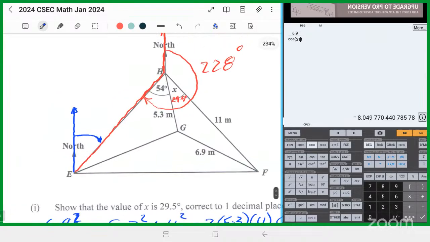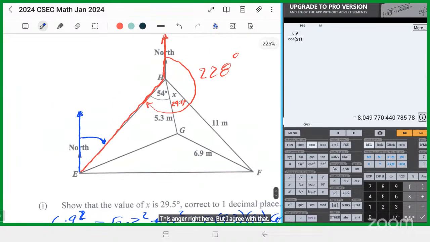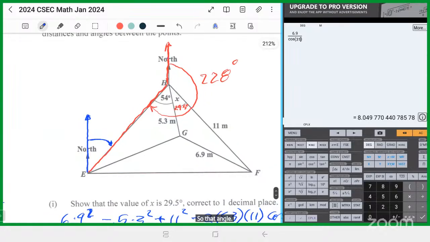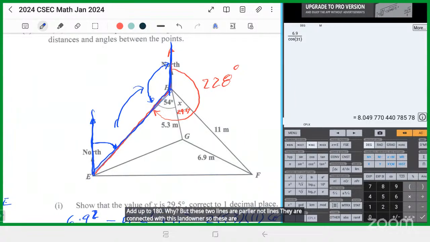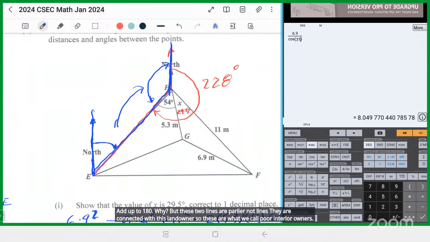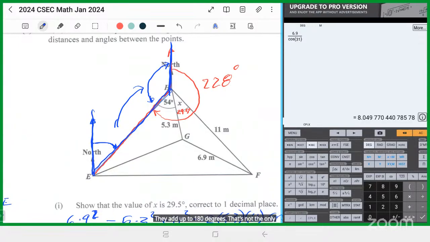But I give it that, that's the angle that they want. So that angle and this angle add up to 180. Why? Because these two lines are parallel north lines. They are connected with this line down here. So these are what we call co-interior angles. They add up to 180 degrees. That's not the only way to do it, but I'm going to do it this way today.